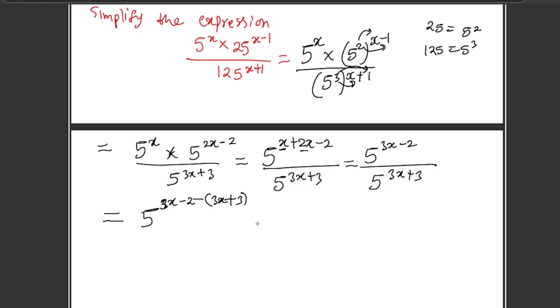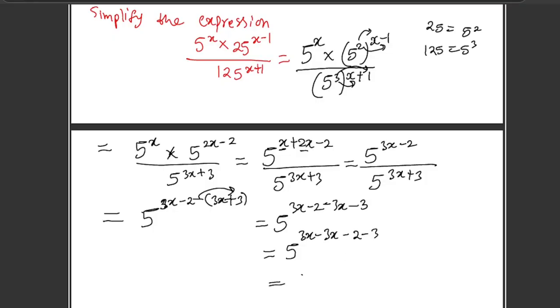So as simple as that. Since they have the same base, you can now subtract the indices. Then 5 raised to power 3x minus 2, then minus 3x. This minus will affect the two terms there, the 3x and the 3: minus 3x minus 3. And now it equals 5 to the power 3x minus 3x minus 2 minus 3.